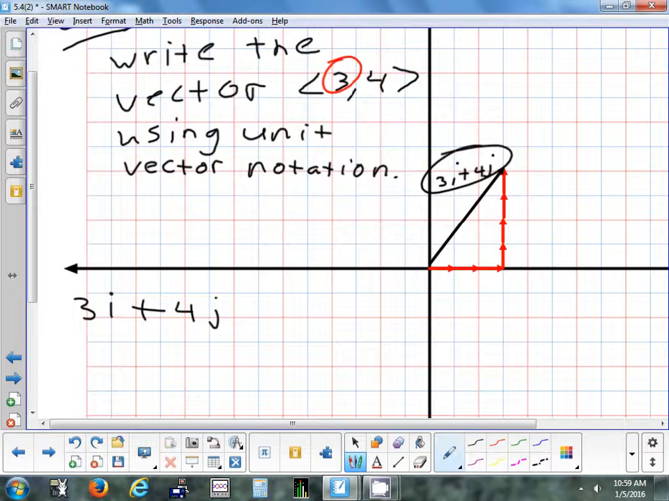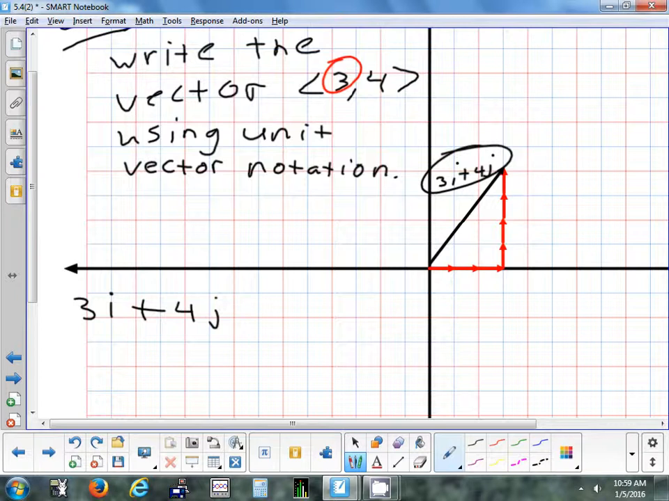Now, would that work if you got rid of j's? I only let you use i. Could you get anywhere you want just using i's? No. What does i only allow you to do? It only lets you move left and right. So if you took away j, all you could do is move left and right on the x-axis. So you need i's and you need j's to get anywhere you want on this plane.